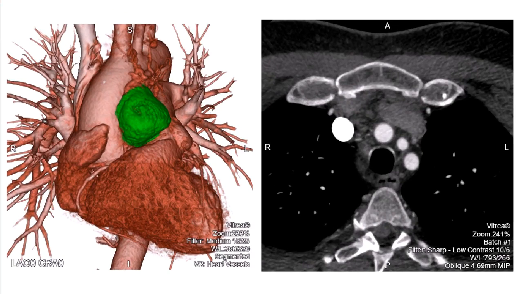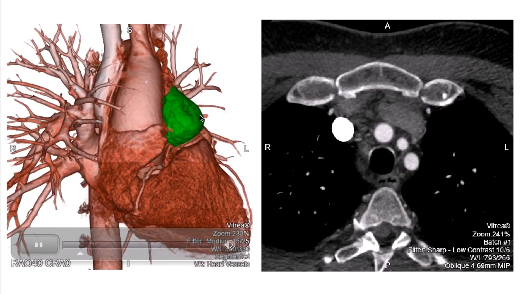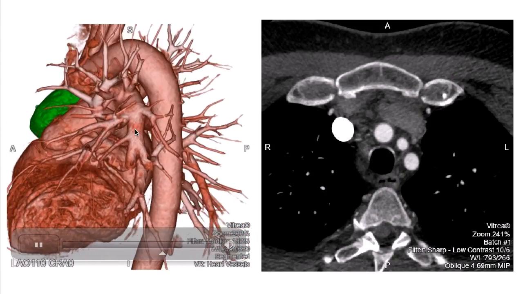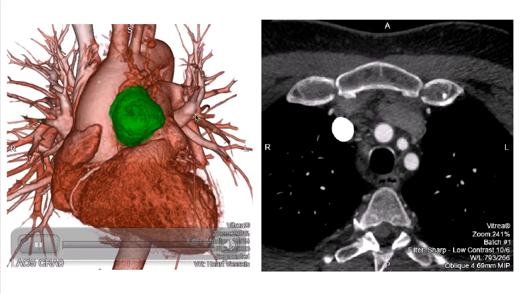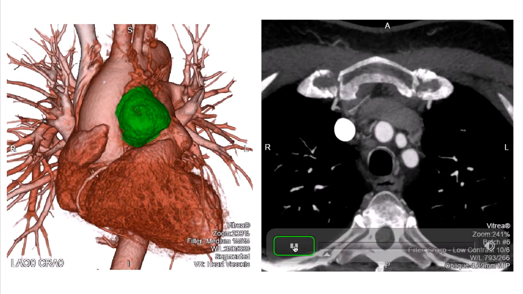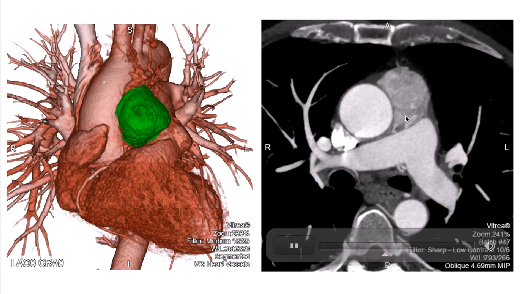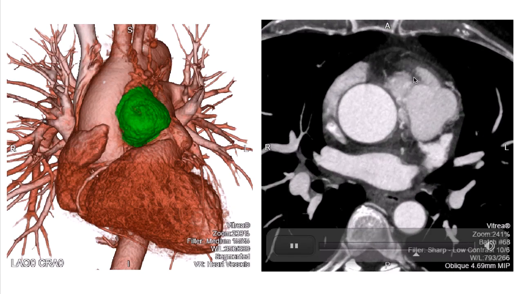So here's an example of the case that we saw. So these are nice in that they automatically show up as green. I'm kidding. We had to segment that and make it green. So here, this is a maximum intensity projection image as we scroll through the CT, and we see this very avidly enhancing mass.